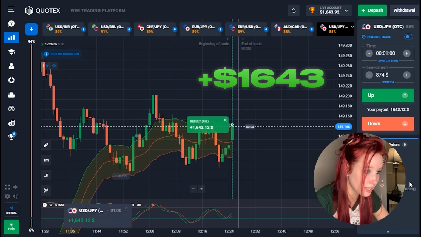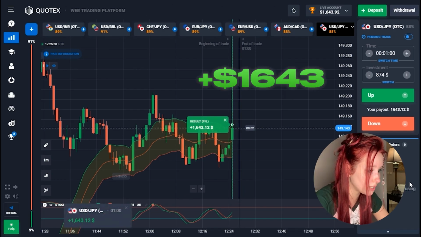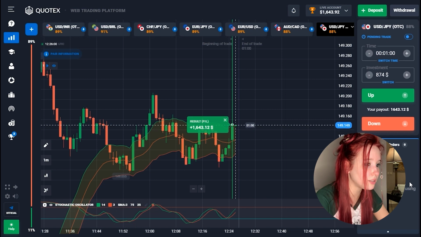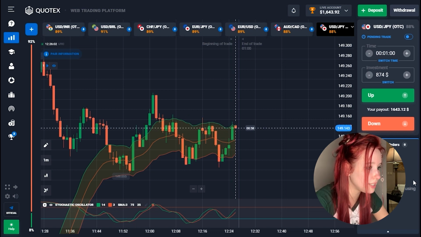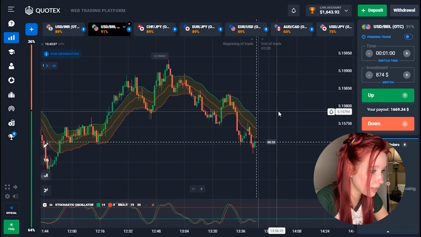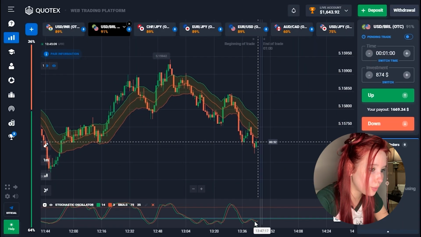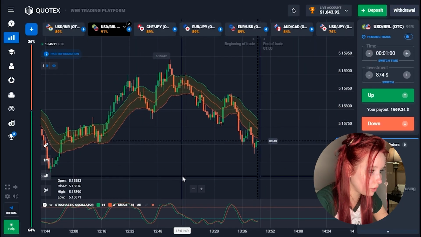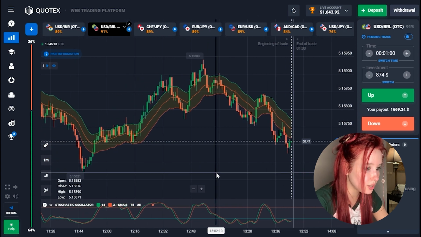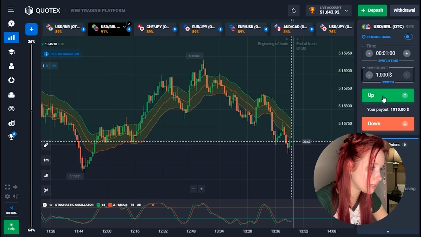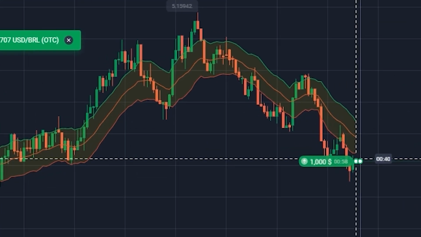And as we can see, the transaction is successfully closed again. This is really the best and simple strategy, also ideal for beginners. Let's find another interesting point. On this currency pair, we see that the price is at the support level for the second time. In addition, the lines on the stochastic oscillator begin to intersect from the bottom up. This gives us a signal to open a deal up.